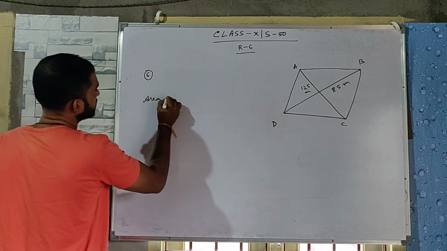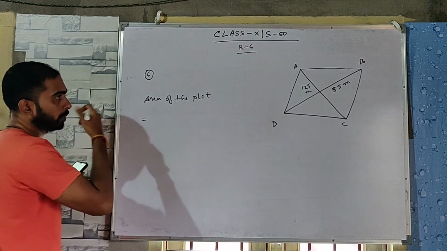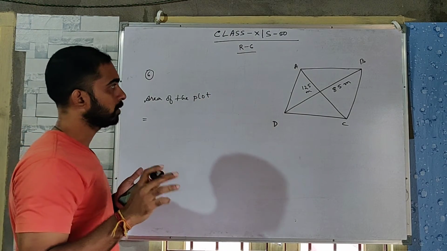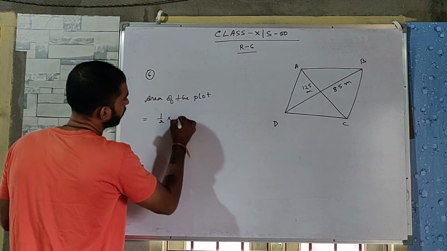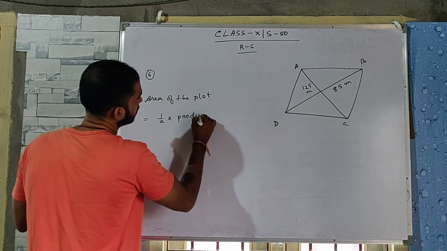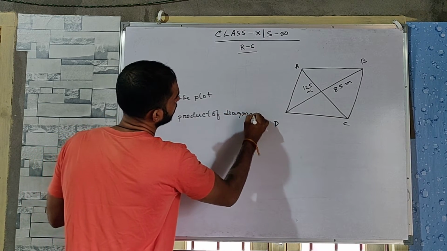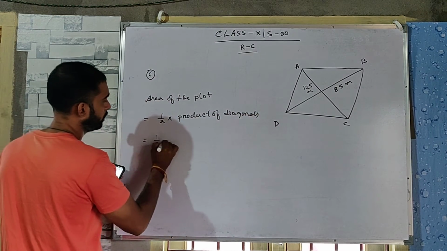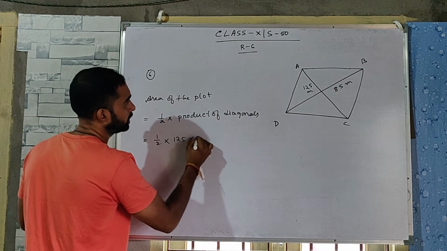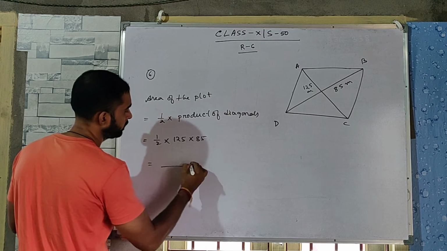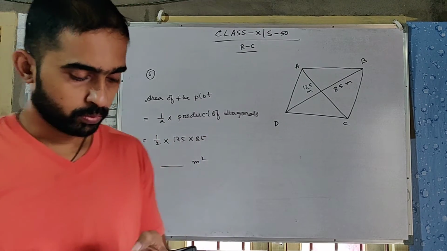Area of the plot equal to, since the plot is in the form of a rhombus, the area of the rhombus is equal to half into product of diagonals. Half into product of diagonals is equal to half into, first one is 125, second one is 85. So multiply them, you get the answer. Then divide by 2.